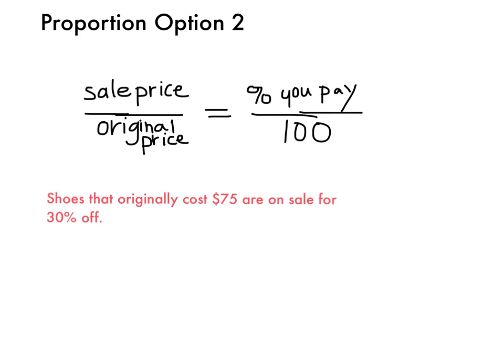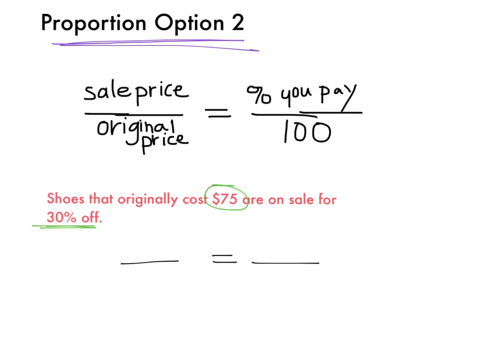Okay, here's another option that you can use with proportions. Now, if you get this way, you can use it. If not, don't worry about it. Just kind of watch one example, see if you understand it. So let's say that we have shoes that originally cost $75. They're on sale for 30% off. So in this way, instead of actually finding what the discount is, I'm going to just want to try to figure out, well, what do I pay right away?